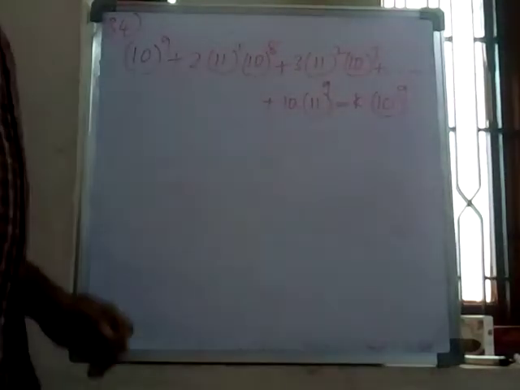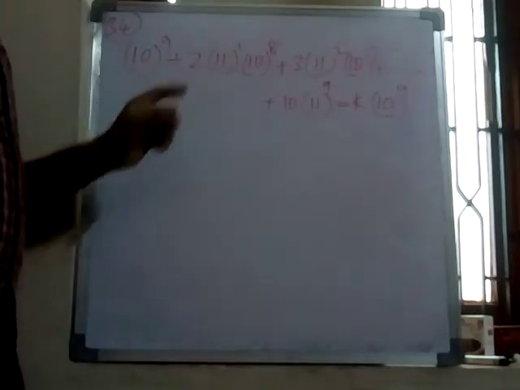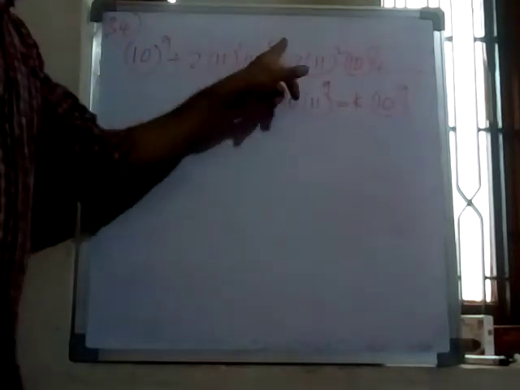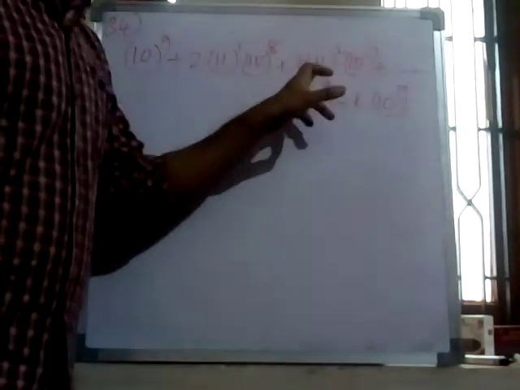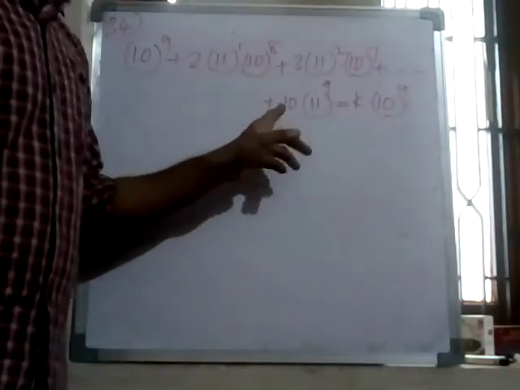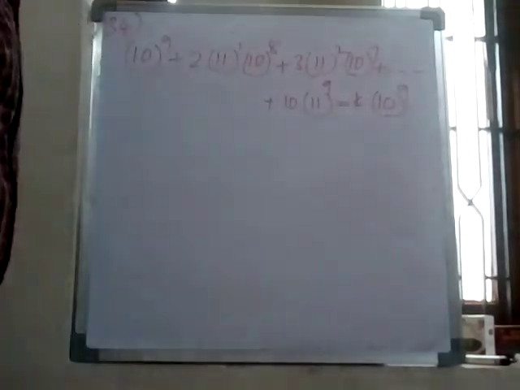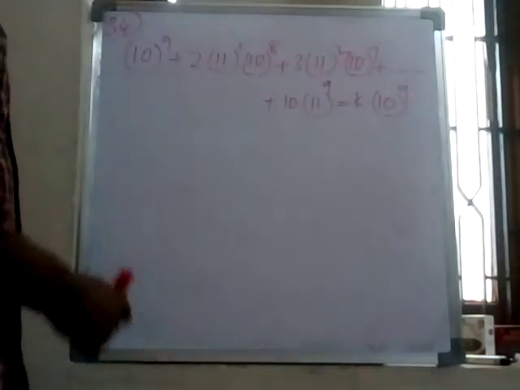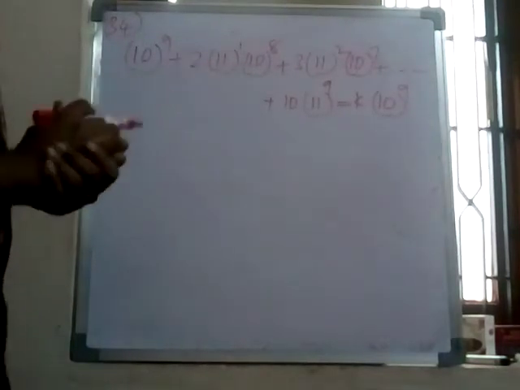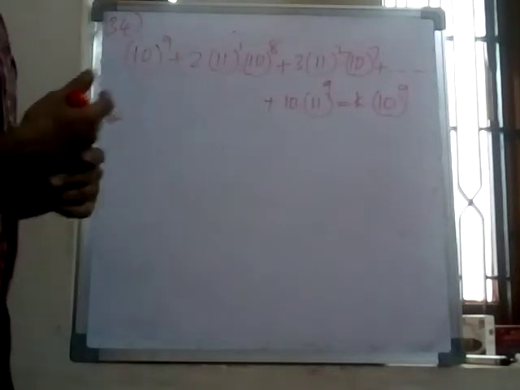So next one, 34. Now observe 34: 10 to the power of 9 plus 2 into 11 into 10 to the power of 8 plus 3 into 11 square into 10 to the power of 7 plus so on plus 10 into 11 to the power of 9, that is equal to k into 10 to the power of 9. Now observe, this is not in AP and not in GP. Yes or no?